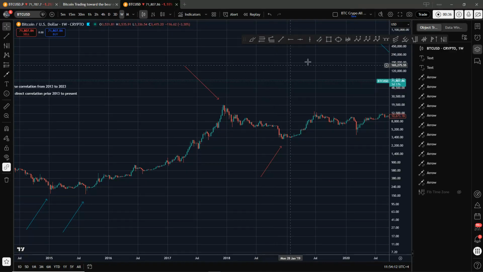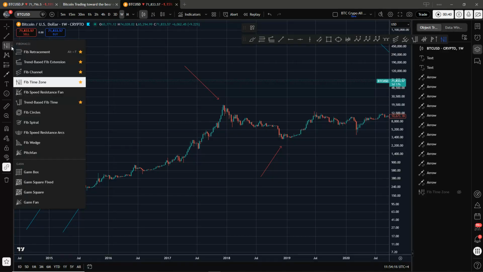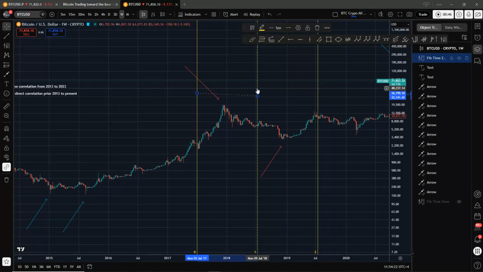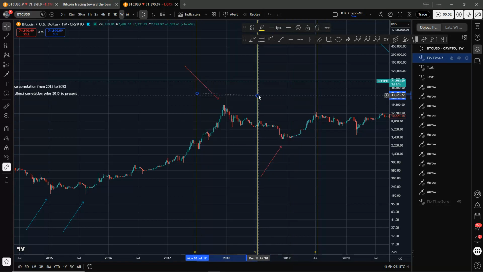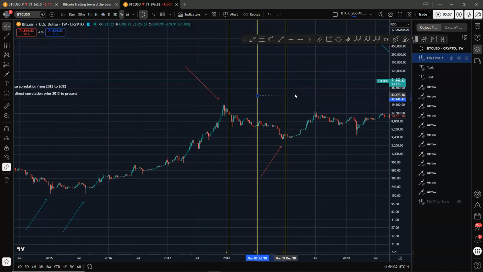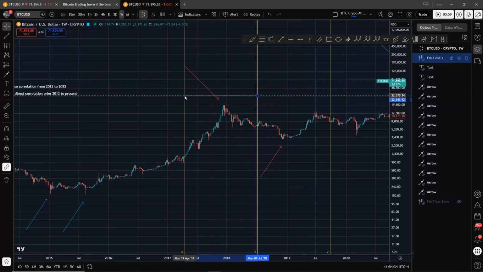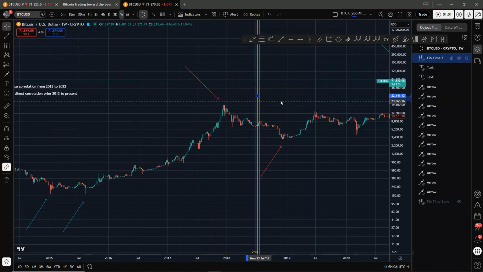So firstly, it is called the Fib time zone, which you can find on TradingView there. I just highlighted it here just for ease of reference. 1-to-1, so with all the settings switched off, I just have the 0, 1, and 2. So it's a 1-to-1 extension, and we're going to manipulate it rather than just predicting future price. We're going to use it to measure past and future.